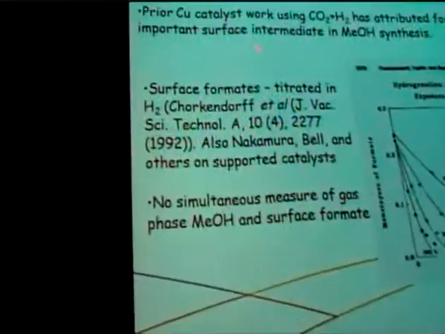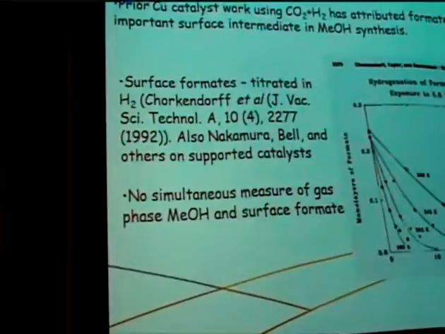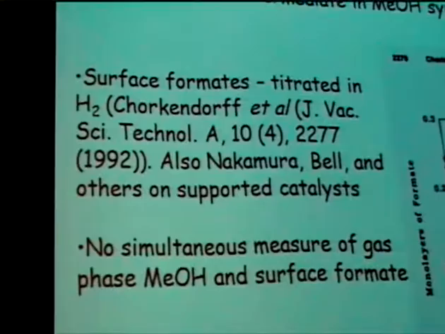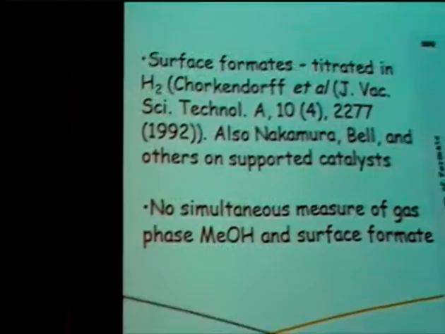But there's been work on supported catalysts also, and some of the researchers see an effect of hydrogen on the decay rate of formate, while some don't. For example, Nakamura saw no hydrogen effect on one surface and a hydrogen effect on another. So it's a bit of a mixed bag, but none of these people, as far as I can read, have seen any methanol come off during this. So the hypothesis was this is hydrogenation of the formate to make methanol, but we don't have any proof. So we're going to use this machine to do that sort of thing.